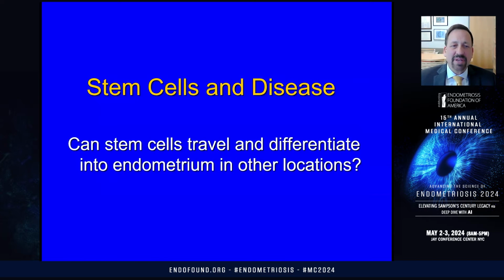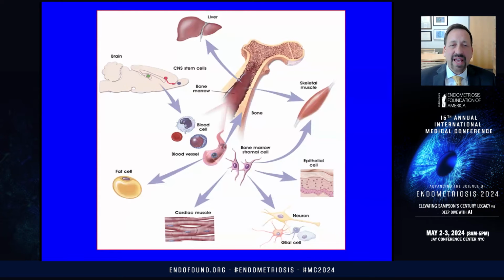We've championed the stem cell theory. Can stem cells from bone marrow and other sources differentiate into endometrium in other locations? To summarize this data from about 20 years ago, we first started looking at mesenchymal stem cells in the bone marrow, these multipotent stem cells that could differentiate into multiple cell types in solid organs. And we reasoned certainly they should be able to give rise to endometrium, one of the cell types with the most dramatic turnover.